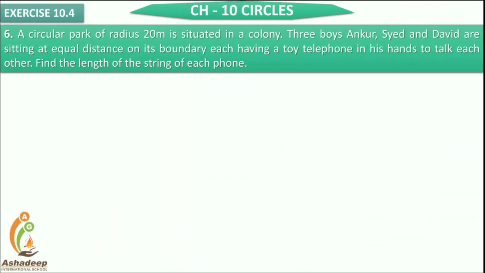Now, a circular park, the radius is 20 meters, situated in a colony. Three boys, Ankur, Sayyid, David, are sitting at equal distance on its boundary, each having a toy telephone in his hand to talk to each other. Find the length of the string of each phone.